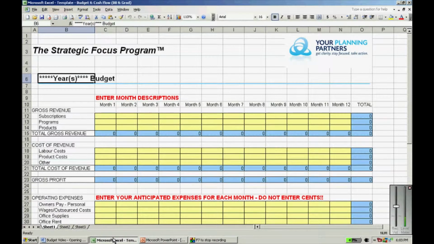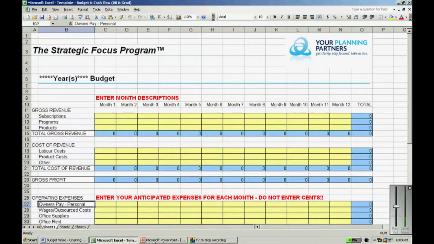This is a typical budget spreadsheet. Right at the top here there's a title with asterisk and years, asterisk, budget. That's where you'll enter the from to years. And then the 12 columns starting in column C here are months 1 through to month 12, where you will enter the starting month and the ending month. And down the left hand column are the descriptions of each of the rows, and as you can see it's broken down into categories of revenue, cost of revenue and operating expenses.